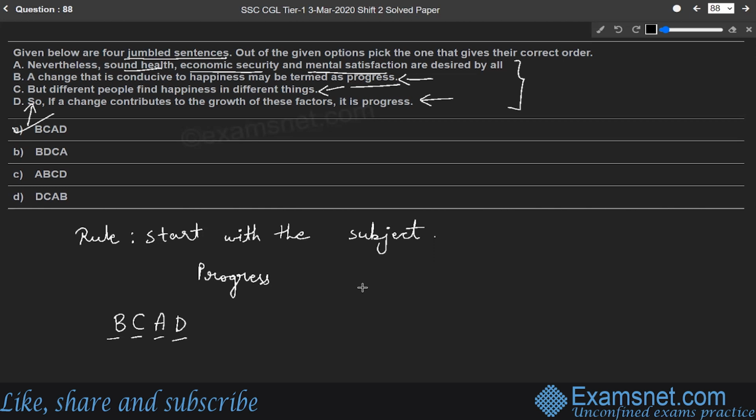Remember that whenever you are asked to arrange jumbled sentences, you have to start with the sentence that contains the subject or the topic. Then you have to simply relate to the sentence, and every sentence should follow the previous sentence. I hope you are clear with it. And the correct option here is option A.